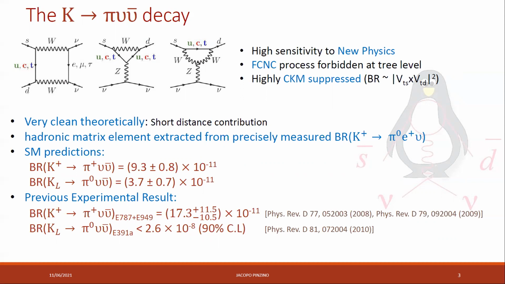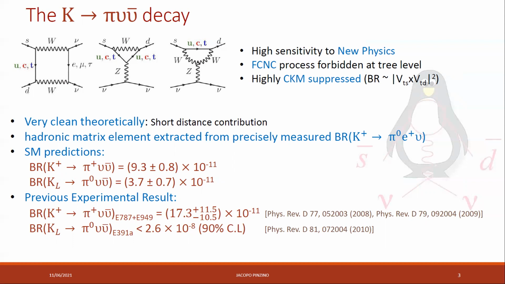The Standard Model predictions, as you see, are really precise. Indeed, K+ to pi+ neutrino antineutrino has a branching ratio in the Standard Model of 9.3 plus or minus 0.8 times 10 to the minus 11. The neutral decay has a prediction of 3.7 plus or minus 0.7 times 10 to the minus 11.